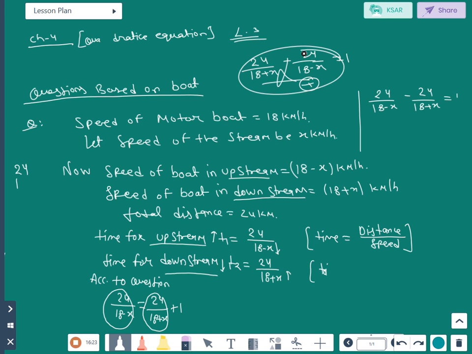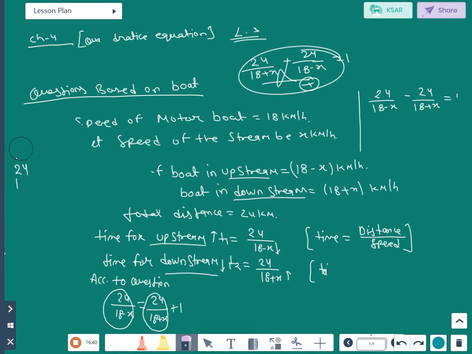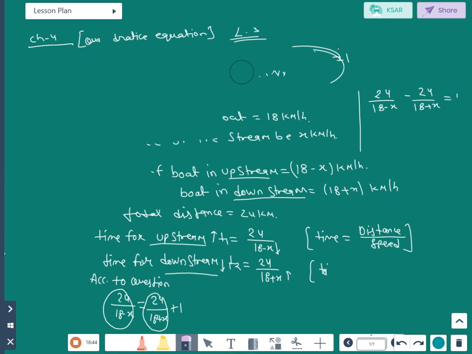No. Now the next question is based on age problems, and for age problems I already told you some basic concepts. Now we will discuss question number 11 of exercise 4.3. Question number 11 of exercise 4.3.